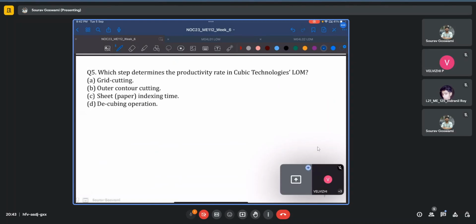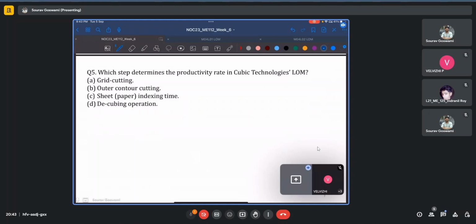Question 5 asks us which step determines the productivity rate in Cubic Technologies' laminated object manufacturing. If we remember, there were several steps involved in the laminated object manufacturing process: the pre-processing, build and post-processing steps. Among the build steps, there were several, such as grid cutting, contour cutting, the time taken to index the paper onto the next pass, as well as the decubing operation, which was post-processing.